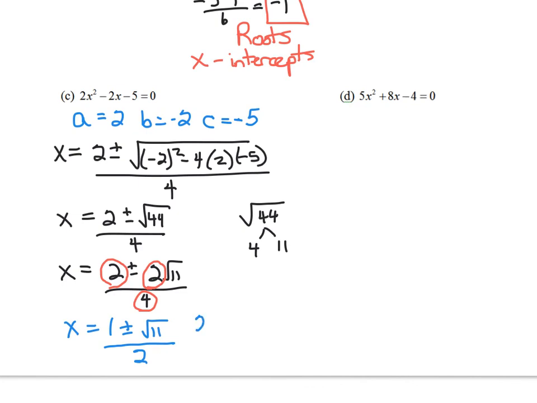Again, these are two irrational roots because they still have a radical in them. What would this mean on my graph? If I were to graph this quadratic, 2x squared minus 2x minus 5 equals y, I could use my calculator to find the decimal equivalents or the decimal approximations to these answers. And that would be the two places where my graph crosses the x-axis.